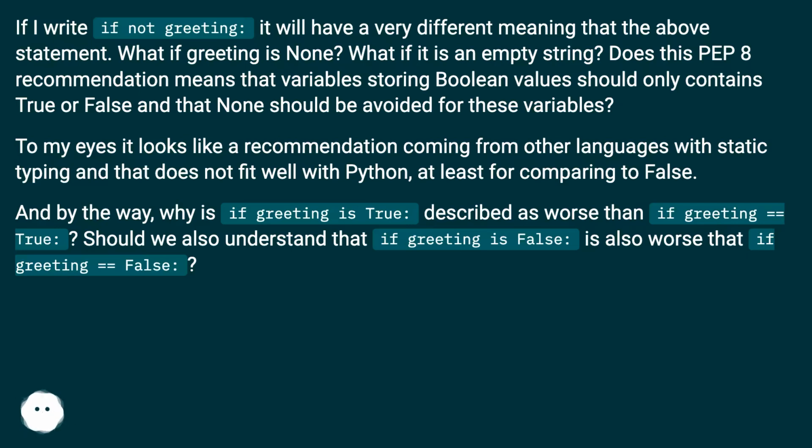To my eyes it looks like a recommendation coming from other languages with static typing, and that does not fit well with Python, at least for comparing to false. And by the way, why is if greeting is true described as worse than if greeting equals true? Should we also understand that if greeting is false is also worse than if greeting equals false?